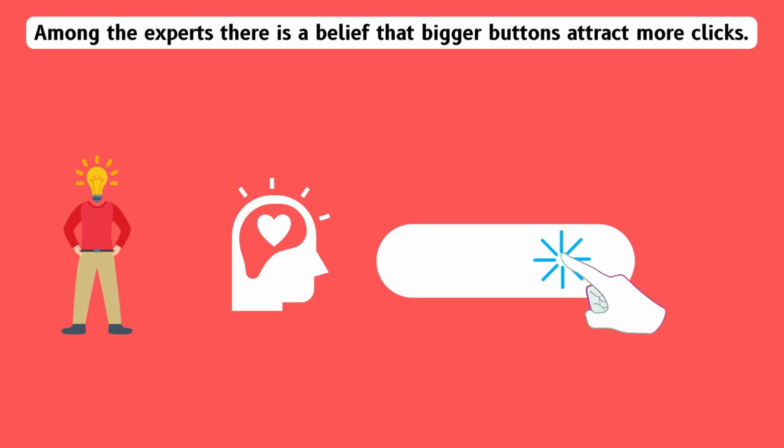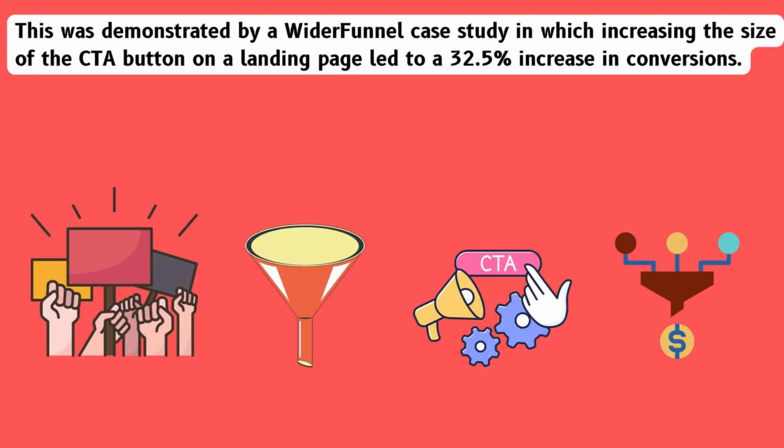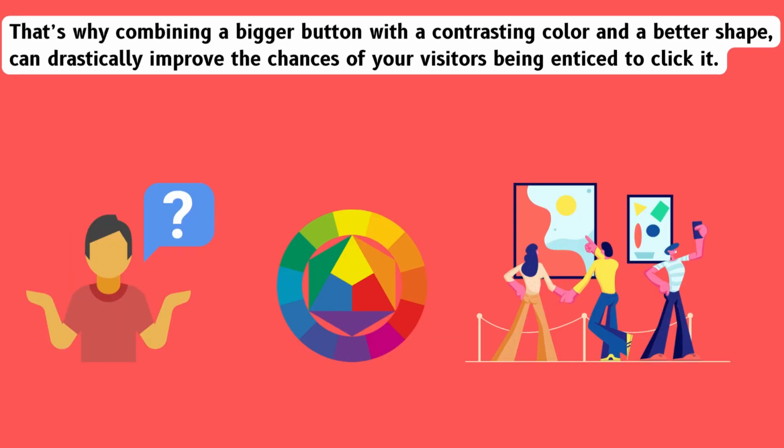Size. Among the experts, there is a belief that bigger buttons attract more clicks. The main reasoning behind this is the more visibility that it gets with each size increase. This was demonstrated by a WiderFunnel case study in which increasing the size of the CTA button on a landing page led to a 32.5% increase in conversions. That's why combining a bigger button with a contrasting color and a better shape can drastically improve the chances of your visitors being enticed to click it.